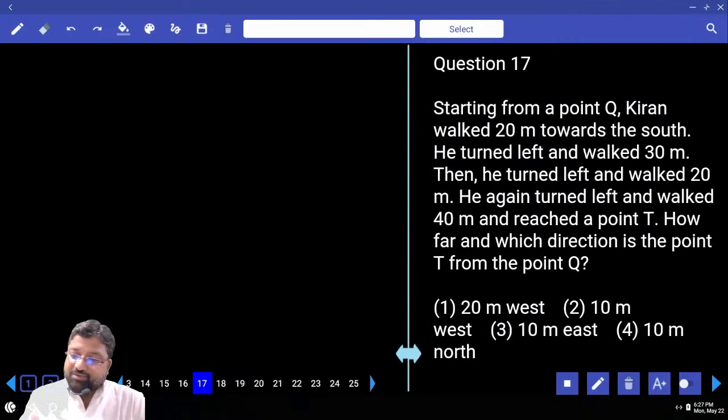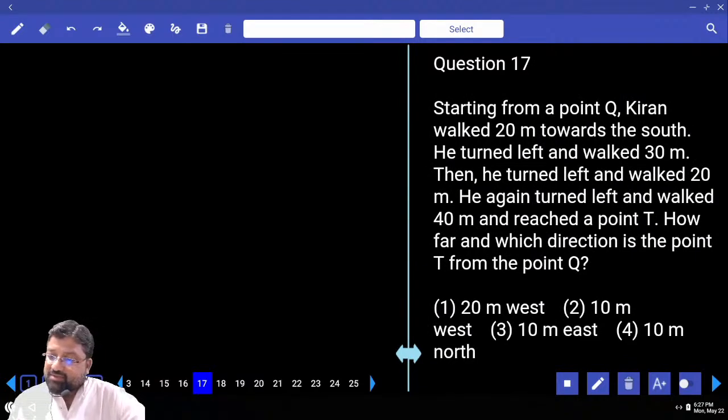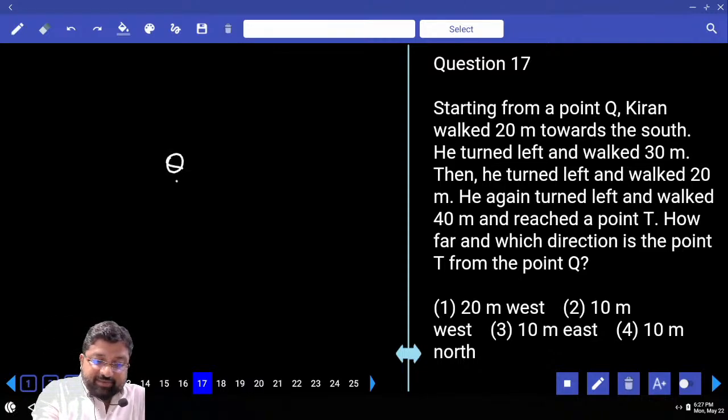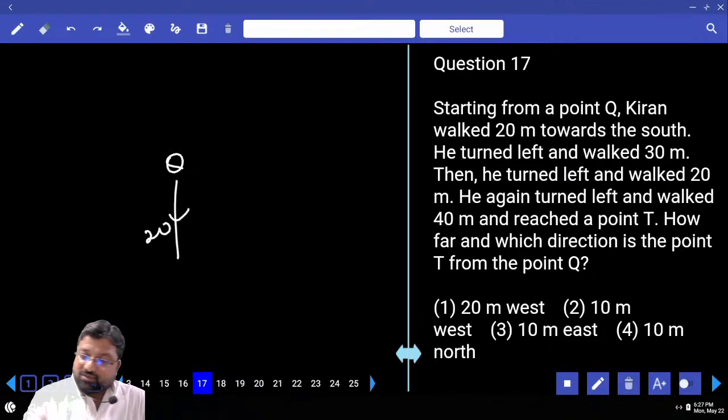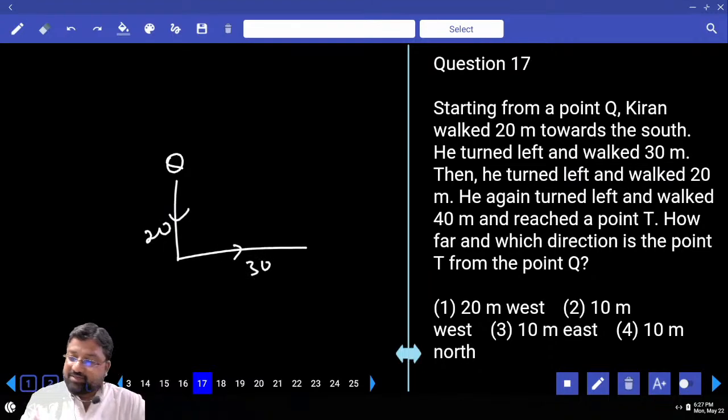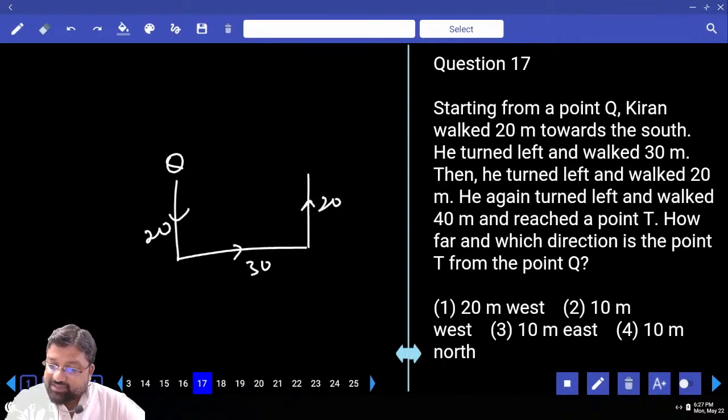Starting from point Q, Kiran walked 20 meters towards south. He turned left and walked for 30 meters. From south, left means right for us. How many meters? 30 meters. He turned left and walked for 20 meters. Now he is facing which direction? East or west? Left means going up. How many meters? 20. Stop exactly parallel to Q. Now he is facing north.